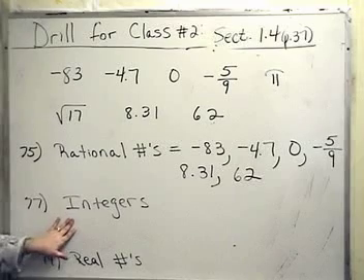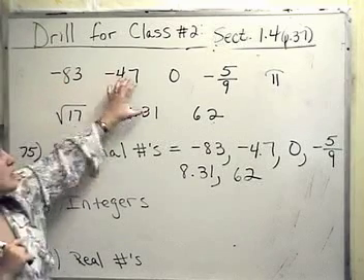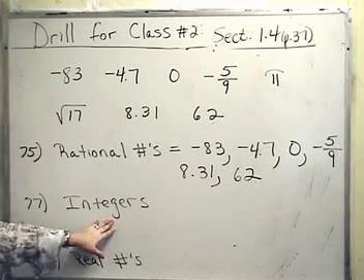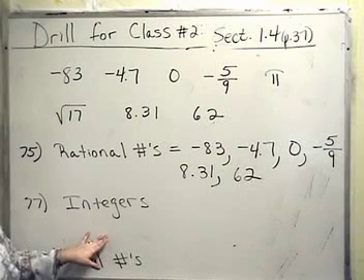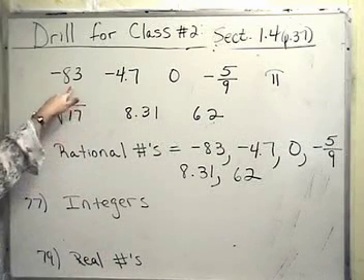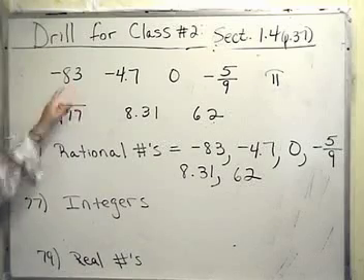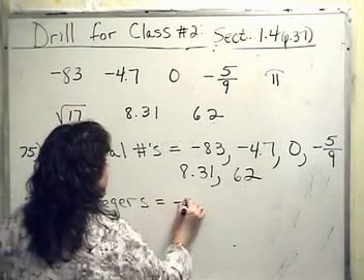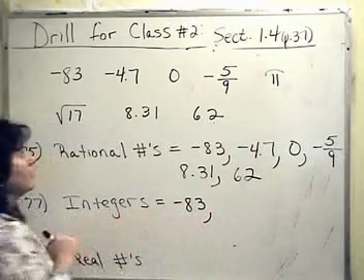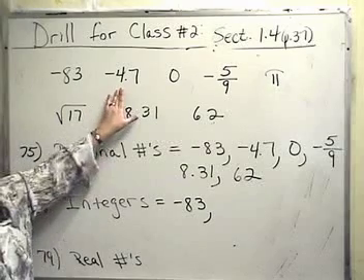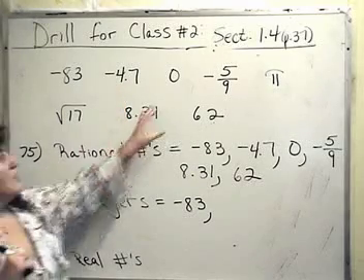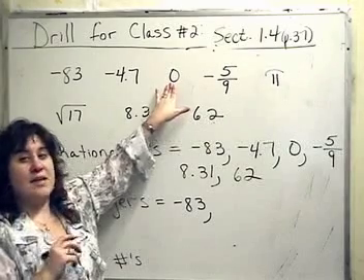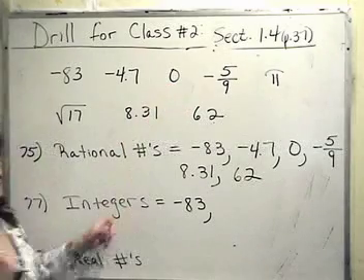Number 77 is asking you to go back to this list and write the integers. Integers are positive and negative whole numbers. Let's start with negative 83. Negative 83 is an integer. It's a negative whole number. Negative 4.7 is a decimal, therefore not an integer. 0 is a whole number, therefore it's an integer.